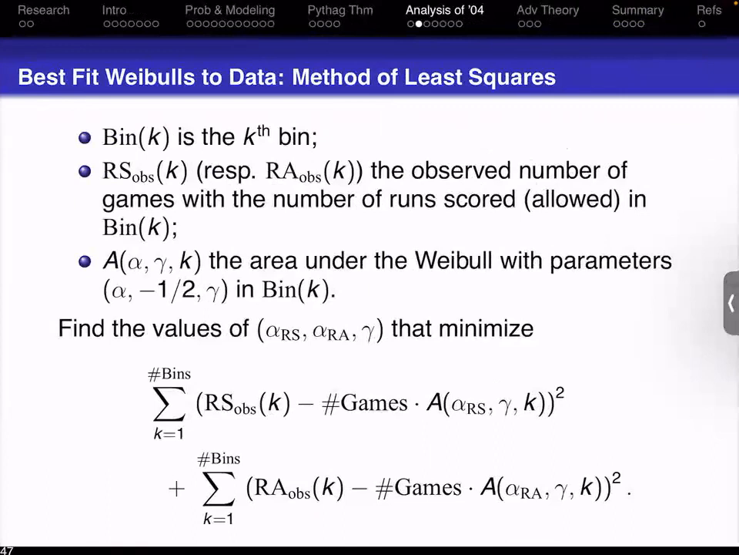All right. So going into detail, you're using the method of least squares. What I can do is look at how many times I observe K runs. I can look at my predicted number of games that would have K runs, and I square it. And I add that all up, and then I choose the values of the Weibulls that minimize that sum. And that's how I find the best fit Weibulls.